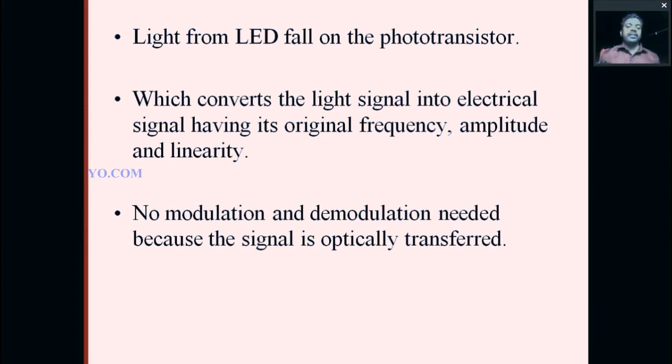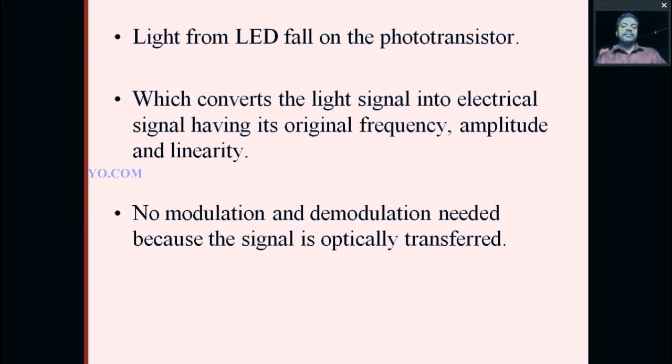frequency, amplitude and linearity. So if you convert one electrical signal into light, and after that the light is again converted into electrical, there is no difference between these two, because after converting the light signal into an electrical signal, there is no change in frequency, amplitude and linearity. That is an important point. If it changes, it is useless. So there is no change in frequency, amplitude and linearity. What frequency is present on the input side is present on the output side also.